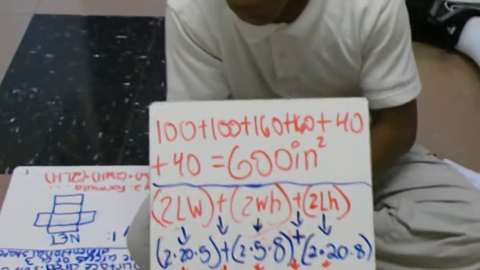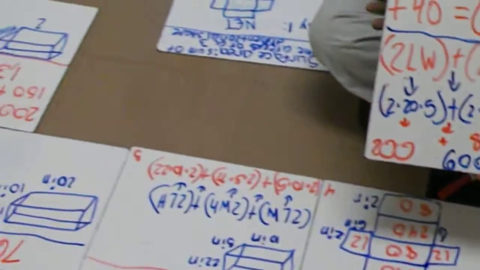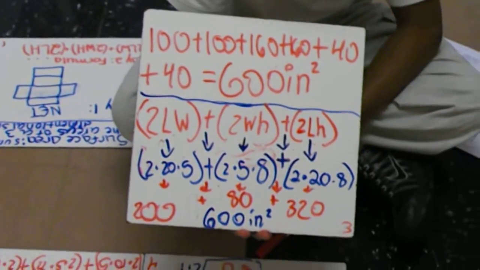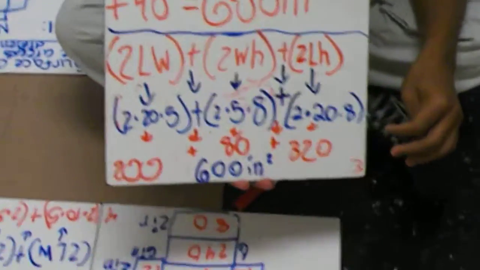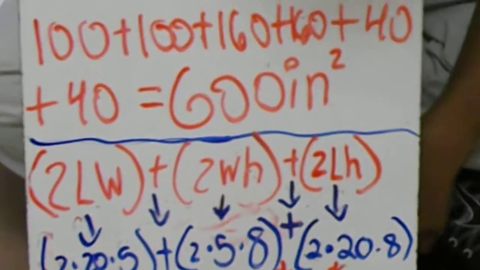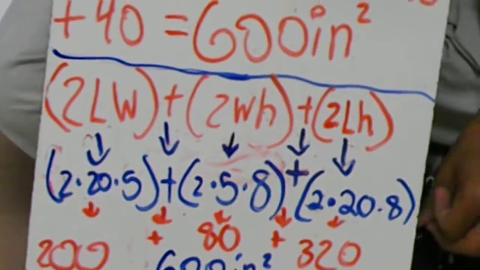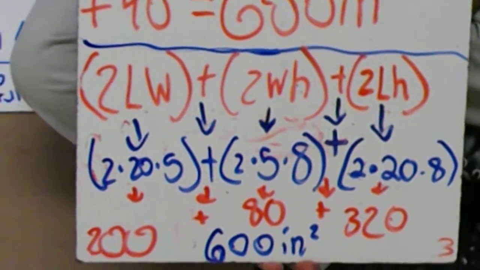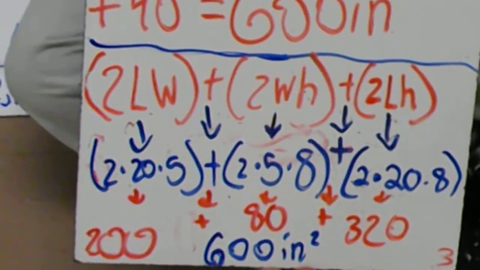Here's another way to solve the problem, using the formula. First, we will write down the formula: 2 times length times width plus 2 times width times height plus 2 times length times height. Then you will substitute the length for 20 inches, right here and right here. Substitute the width for 5 inches, right here, right here. And then you will substitute the height for 8 inches, right here and right here. And now your formula should look like this: 2 times 20 times 5 plus 2 times 5 times 8 plus 2 times 20 times 8.